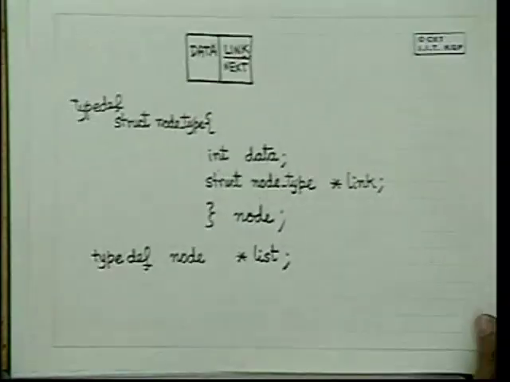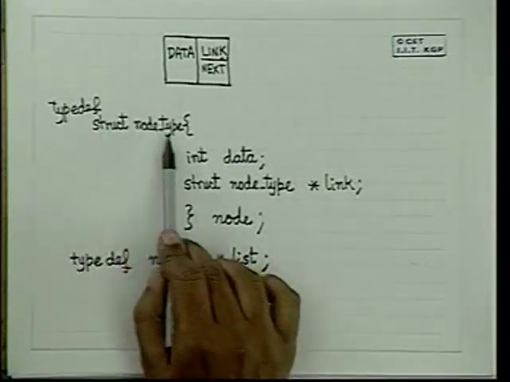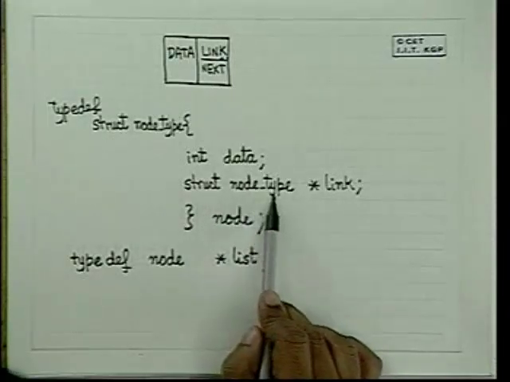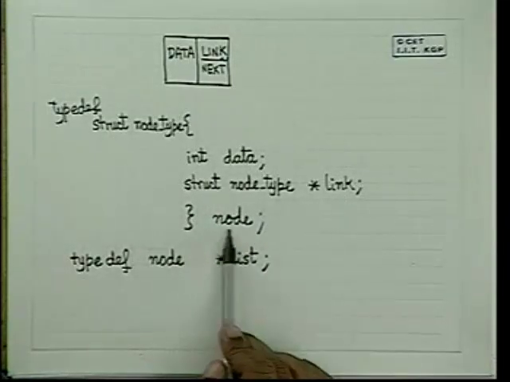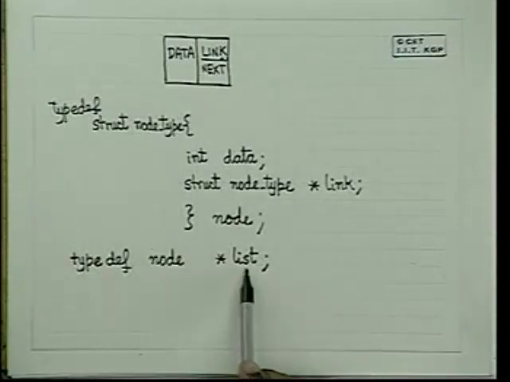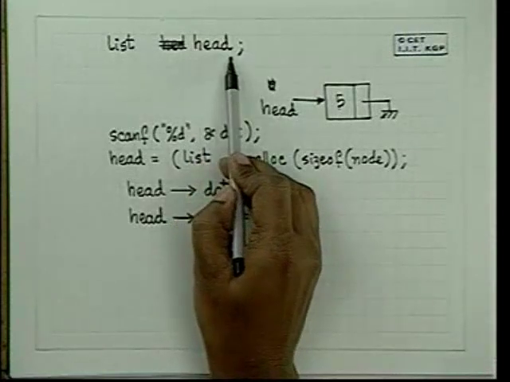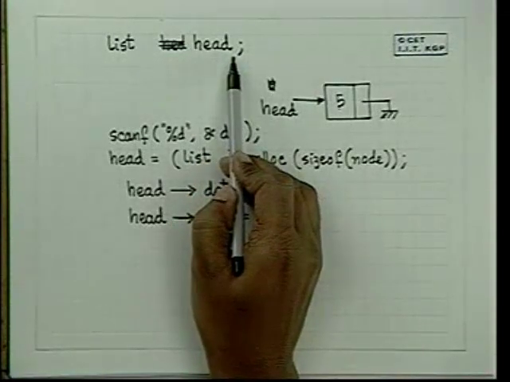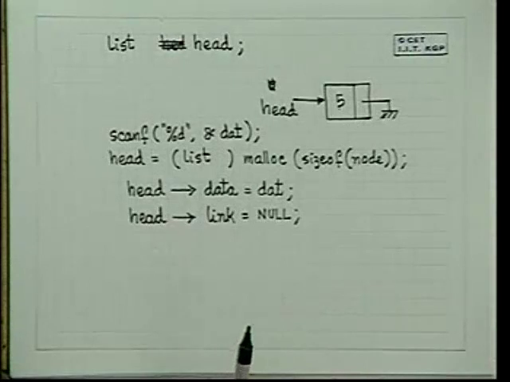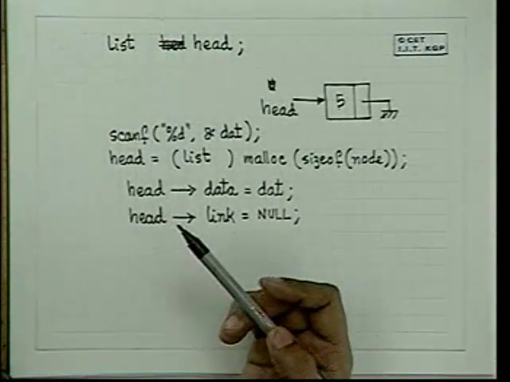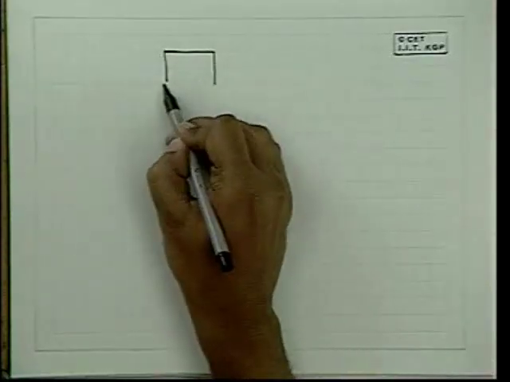So going back, this is how we define typedef, struct node type, int data, struct node type pointer to link node, and typedef node list. So list is another type. We defined head to be a temporary element and we allocated this. Now we will see how we will take in the next element. So at this point of time, our structure is something like this.